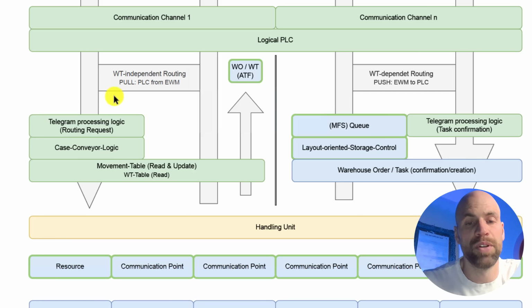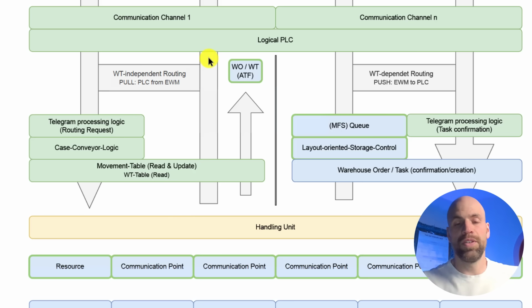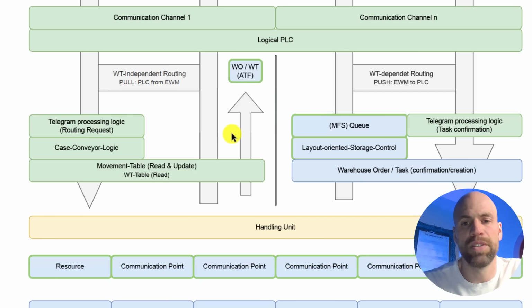The telegram processing logic will catch this routing request. It will then look at the combination of case conveyor routing table, movement table, and warehouse task, and will reply with a destination for the routing request. And in parallel, decoupled from that, independent, we have potentially a warehouse order and a warehouse task which is doing the movement posting after the fact.